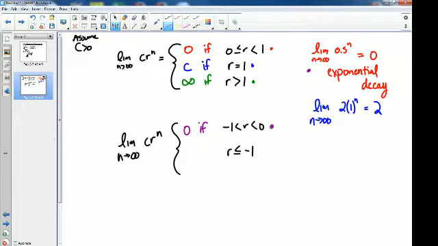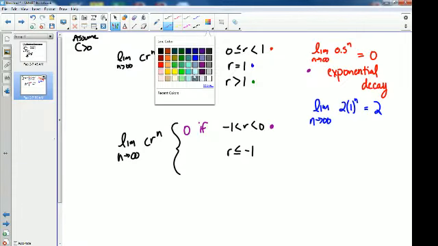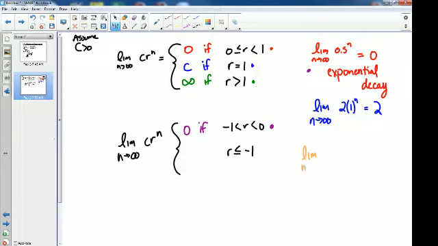So what about this one? Pick an R value. Negative what? That's not less than or equal to negative 1. Negative 2, okay. Negative 2.